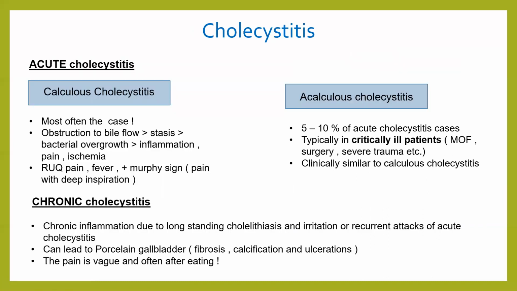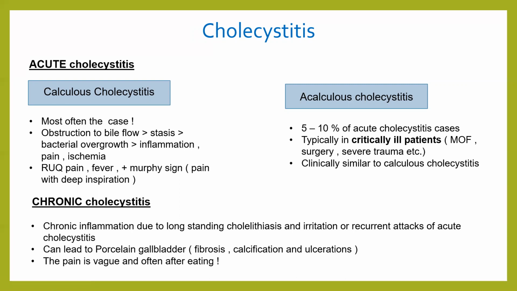So when we talk about cholecystitis, first let's make a distinction between acute and chronic cases of cholecystitis. In acute, we can differentiate between calculous cholecystitis or acalculous form. Now, acalculous is actually quite rare, and you see them usually in critically ill patients, patients who are already in multiple organ failure or right after a very invasive surgery, severe trauma, etc. Clinically, they present quite similarly to the calculous form.